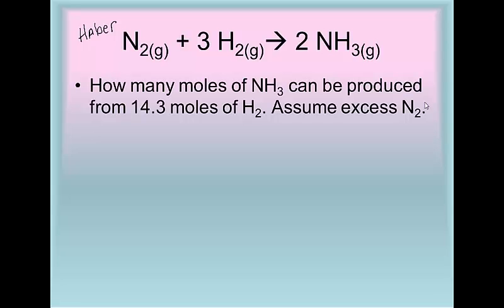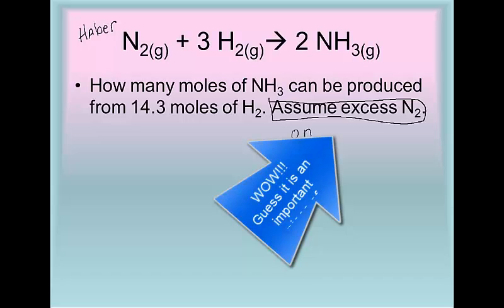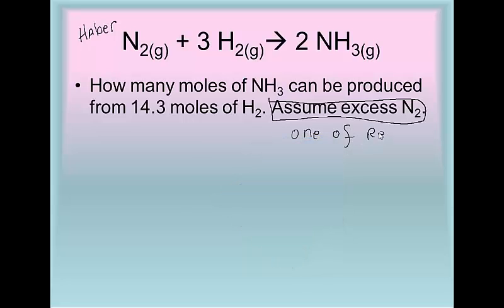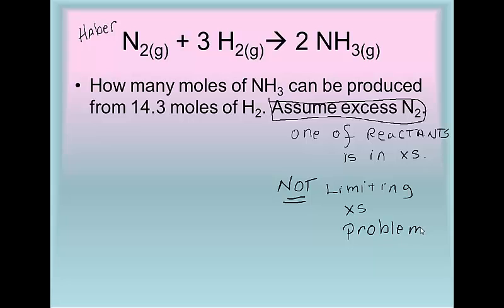Now, this is important for this type of question. This phrase is exceedingly important because it tells you that one of the reactants is in excess. What it tells you also is that this is not a limiting excess problem. And I'm abbreviating it, but you've done this before, so you should know what I'm talking about in some way, shape, or form.